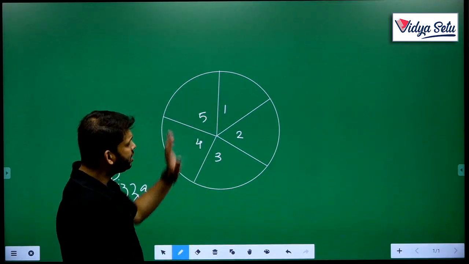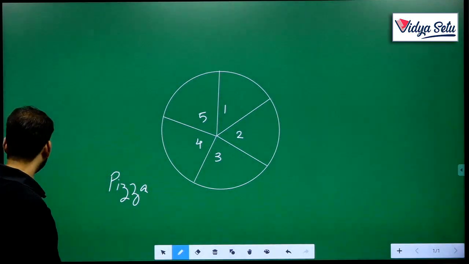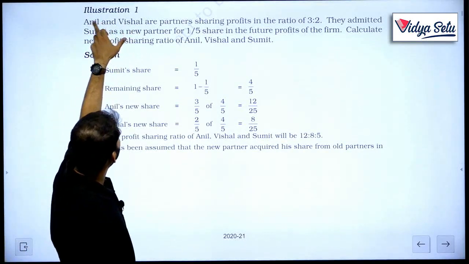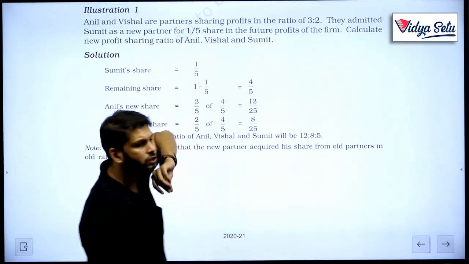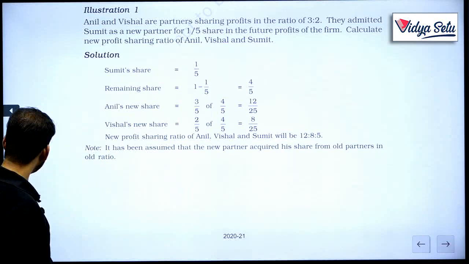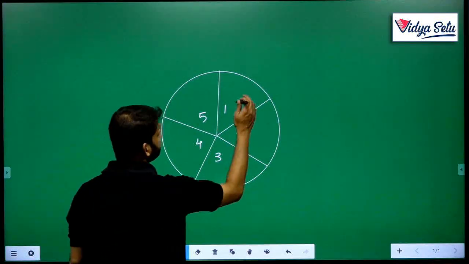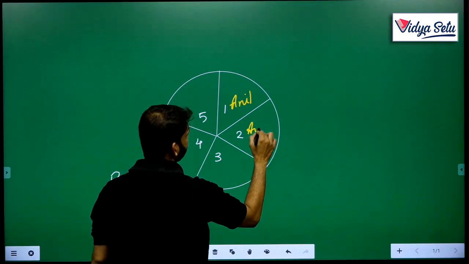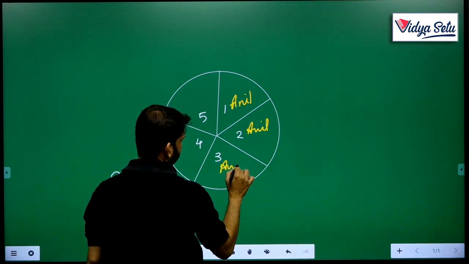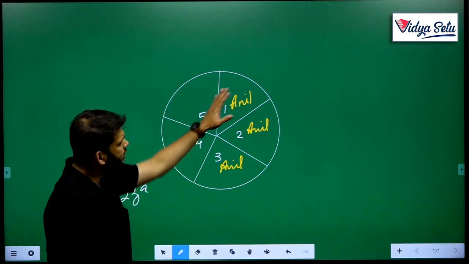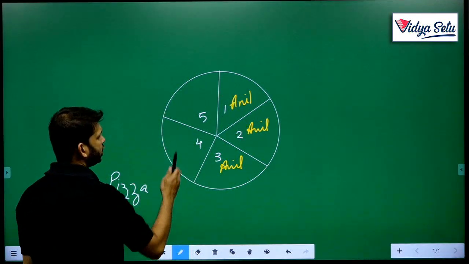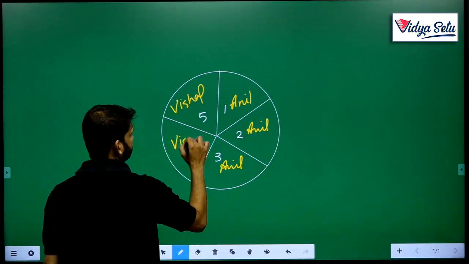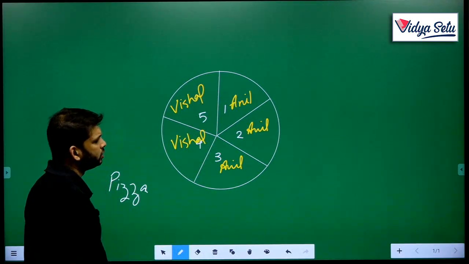Now earlier when there were only 2 partners, what was happening? Earlier Anil and Vishal were partners in the ratio 3:2. So out of 5 pieces, Anil was getting 3 out of 5 and Vishal was getting 2, because their ratio was 3:2.